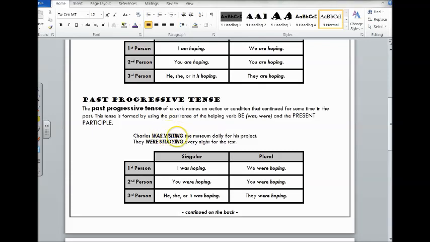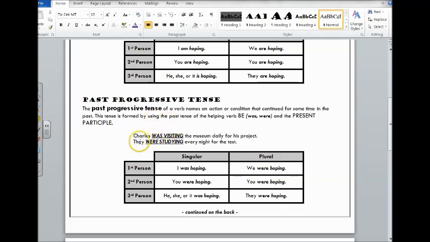Even though you're using the present participle form, that just means we're using the ing form. That's what we call it. It doesn't mean it's present tense. In this case, because the be helping verb was is past tense, this is past progressive. It has happened. We use past progressive for actions that continued for some time in the past. So this happened over a period of time. He visited the museum daily for a period of time, but it's in the past. So it's past progressive. We use the past tense of the helping verb.